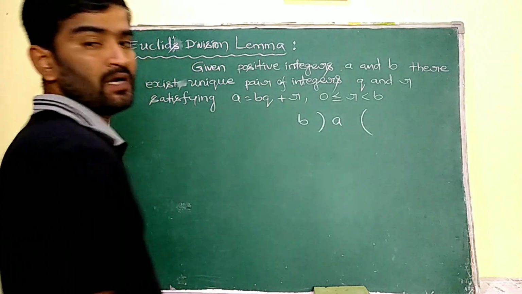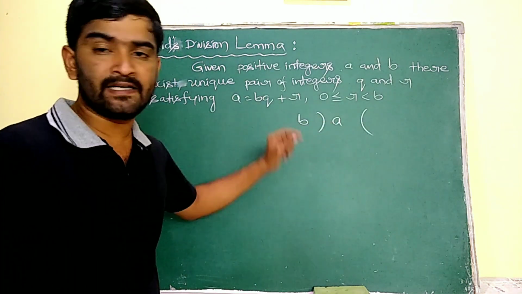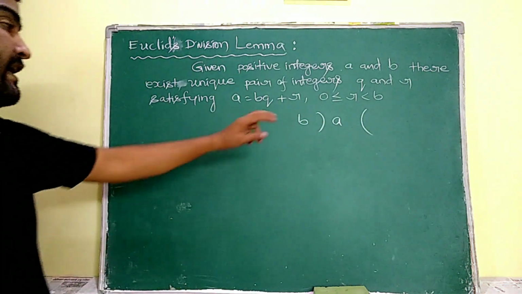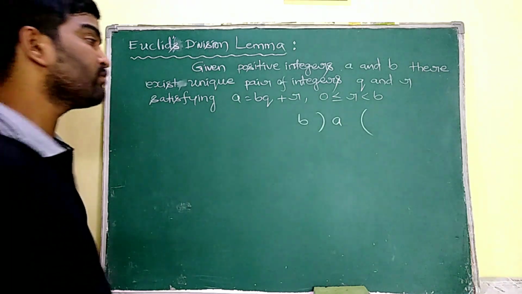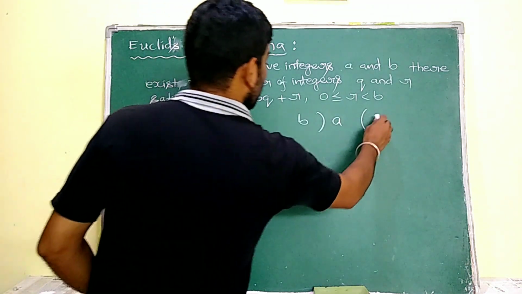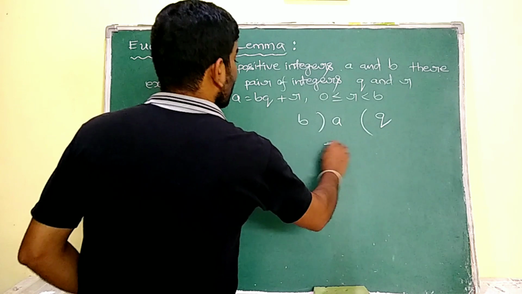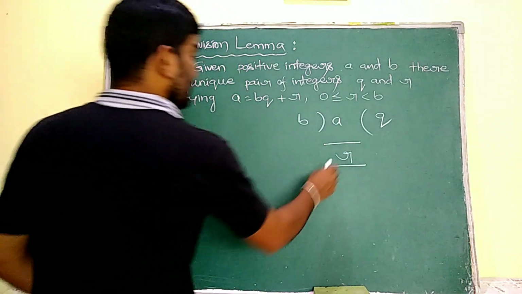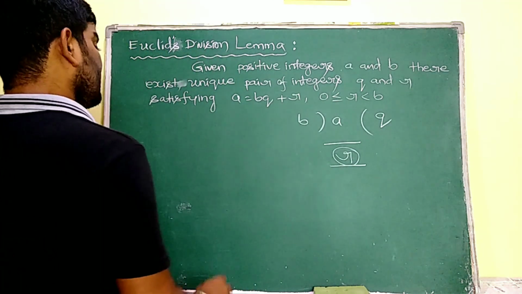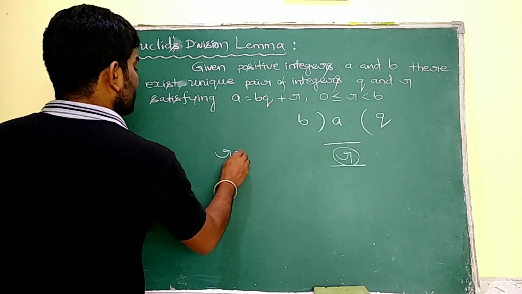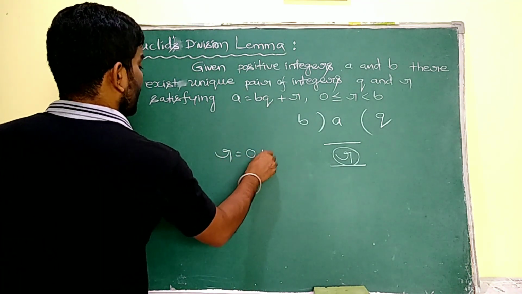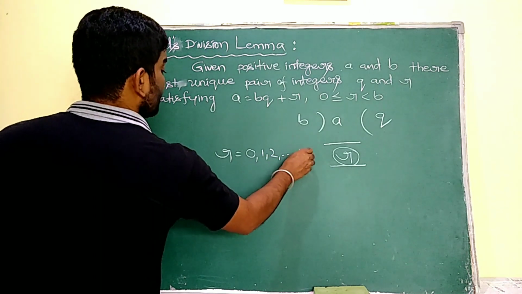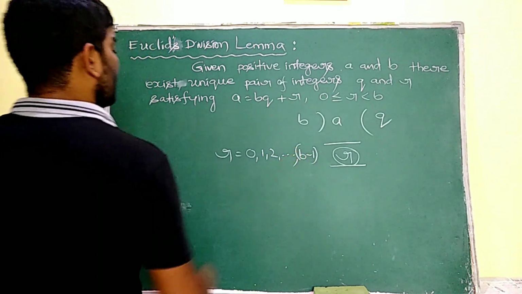Let us suppose a and b are the given integers. Now I have to divide a with b. Then definitely I am going to obtain some quotient. Let us suppose that quotient is q and remainder is r. As we discussed, the remainder always has the chances to be 0, 1, 2, and so on, up to b minus 1.